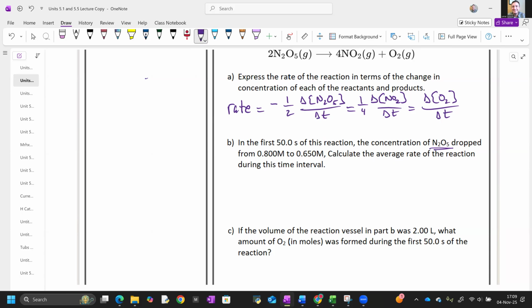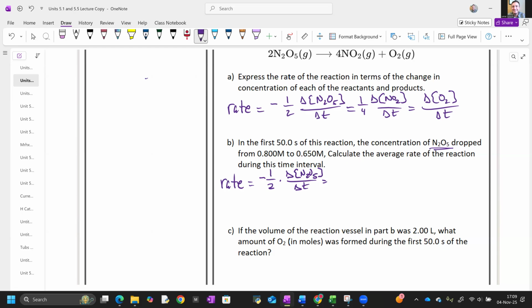And so we start off by writing the rate expression for N2O5, which is rate is equal to negative 1/2 times the change in concentration of N2O5 with regard to the change in time. Now, how did we determine what change is? Remember, we said change is final minus initial. And so what we're going to then do is plug in our values.